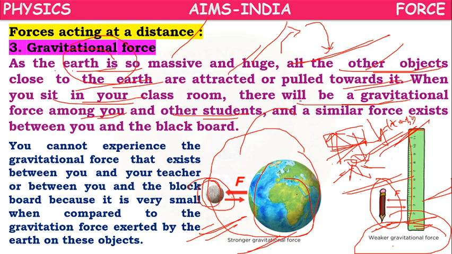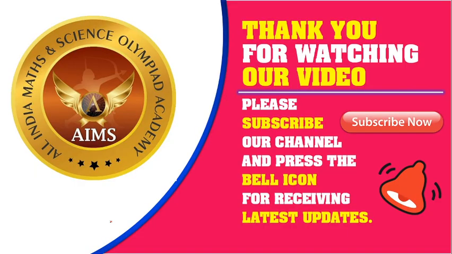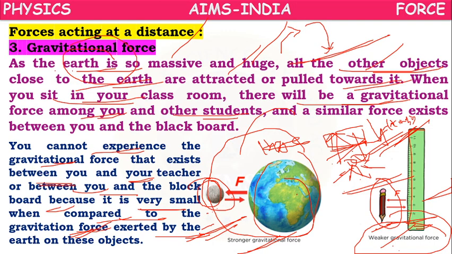Why? Because of their huge masses. Their masses are huge, very big, so we can observe their gravitational force. If the masses are very small, we cannot observe the gravitational force. So you cannot experience the gravitational force that exists between you and your teacher, or you and your blackboard, because it is very small compared to the gravitational force exerted by the earth on these objects. So this is about gravitational force, children.